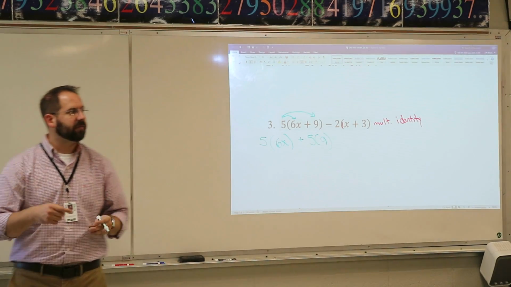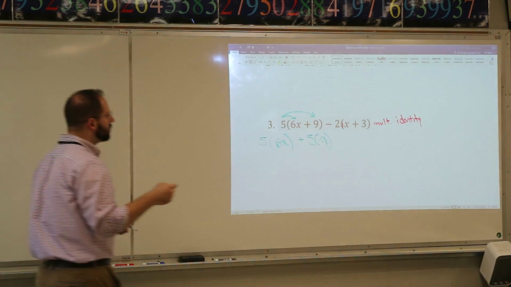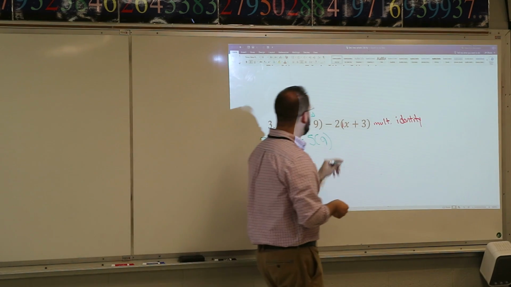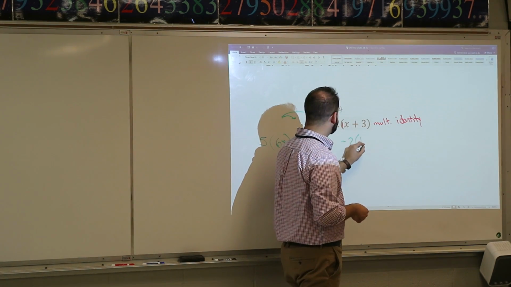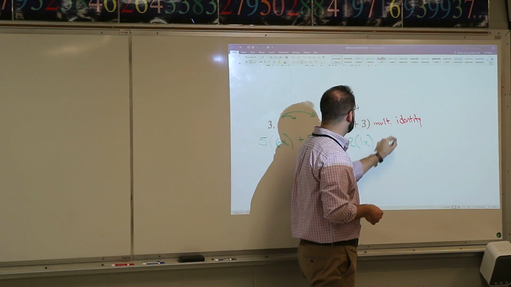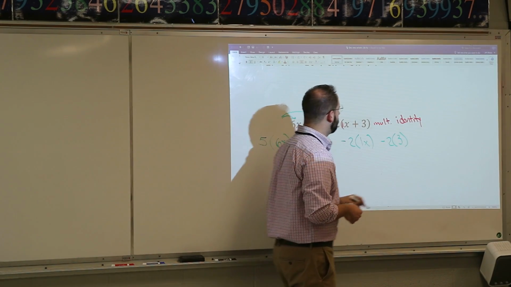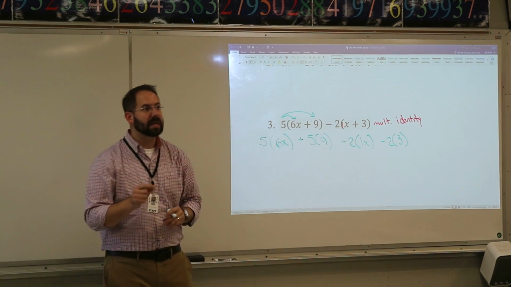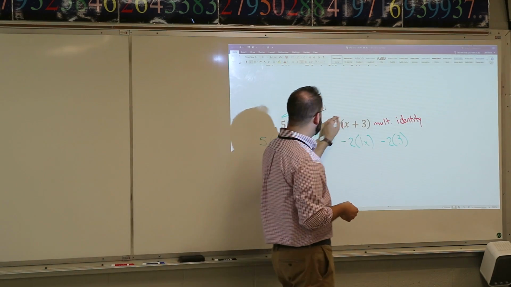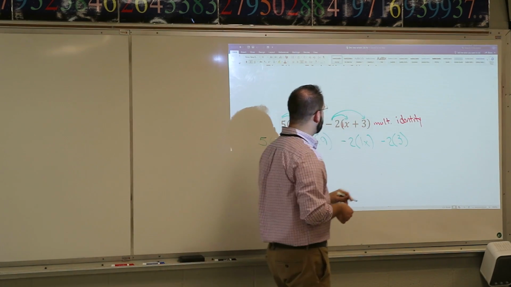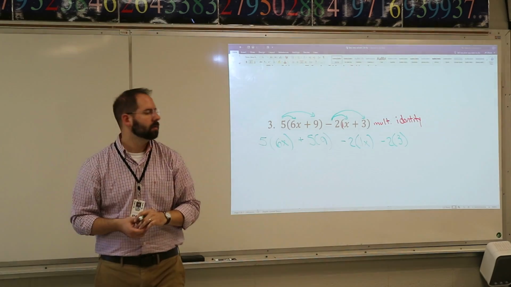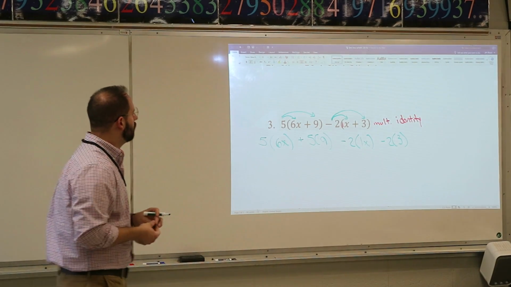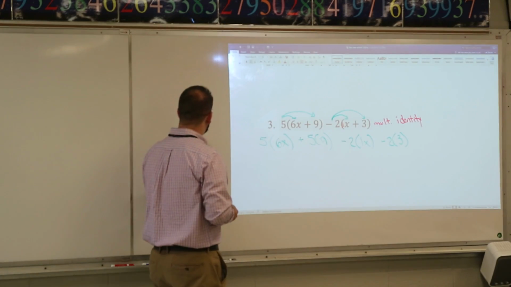Now, I'm going to also do that for the back parenthesis. I'm going to distribute the -2. So -2 will go to the 1x, and the -2 will go to the 3. Notice, I'm distributing the negative. That really gets people. The -2 is going to both. That is a -2. And that was distribution.